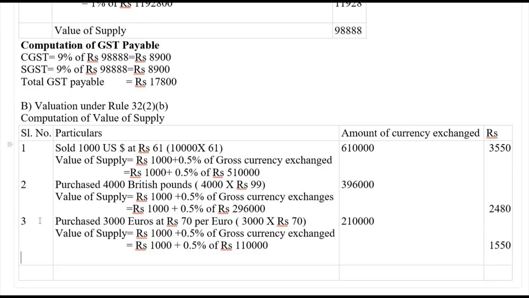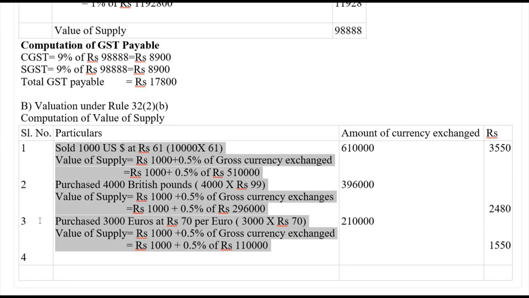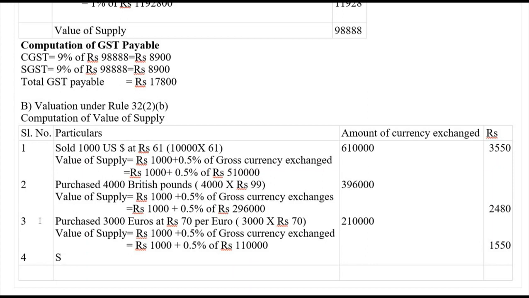Then the next one, number 4, that is sold 70,000 US dollars at rupees 61 per dollar. That equals 70,000 multiplied by rupees 61, which equals rupees 42,70,000. Let me make an alignment of the figures here.